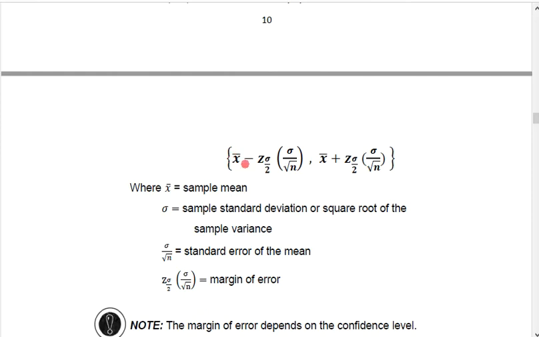Okay, so this should be sample mean minus z sub alpha over 2 multiplied by the standard deviation over the square root of n, to the sample mean plus z sub alpha over 2 multiplied by the standard deviation over the square root of n.